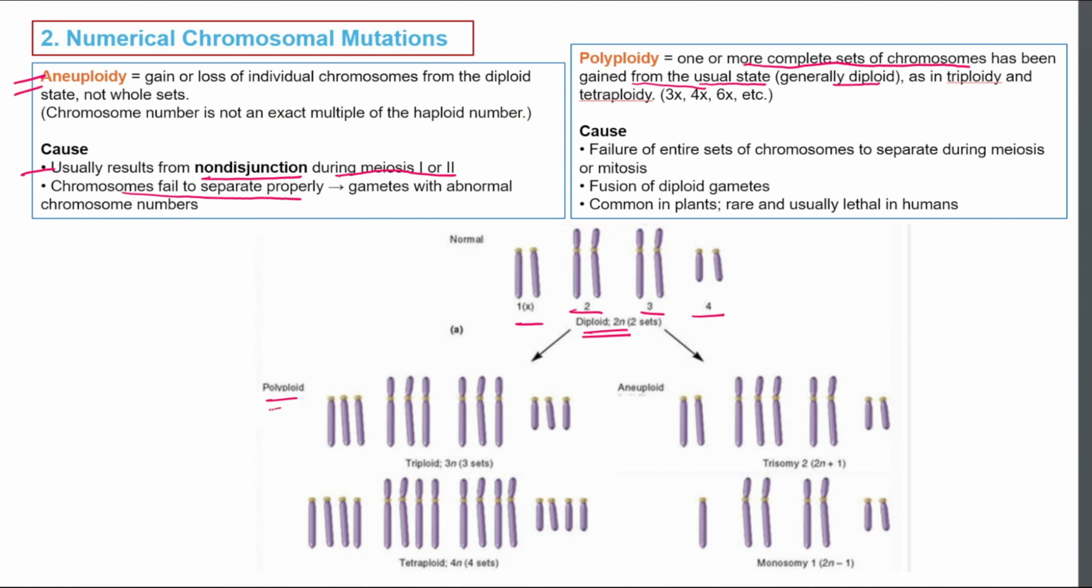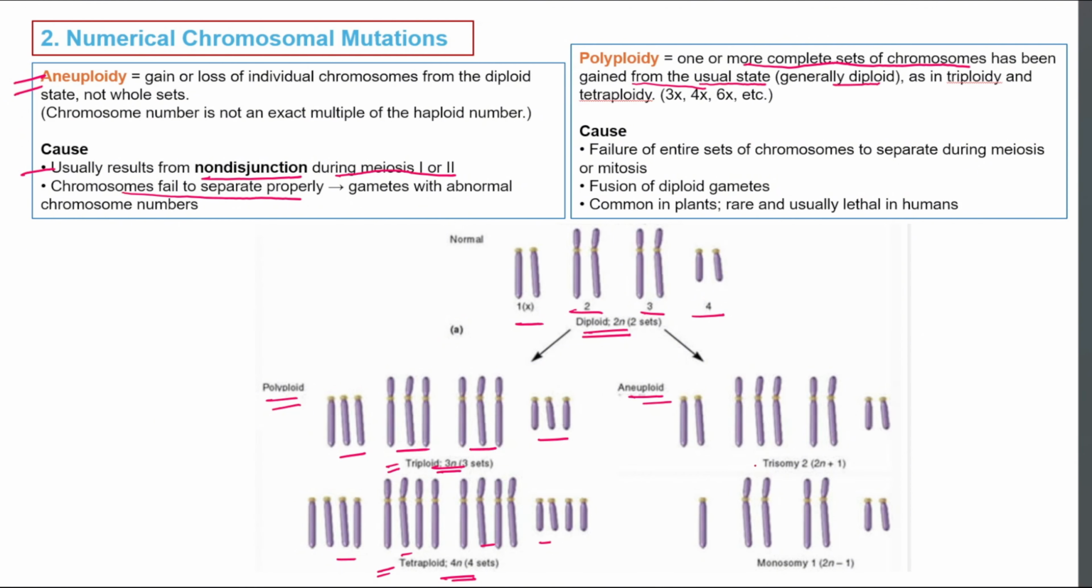So this is the polyploidy state and this is the aneuploidy state. In polyploidy there are three complete sets of chromosomes, so each of chromosome 1, 2, 3 and 4 appears 3 times. That is called triploid, 3n, 3 sets of chromosomes. And in tetraploid, there are 4 sets of chromosomes: chromosomes 1, 2, 3 and 4 each appear 4 times. So polyploidy is when one or more complete sets of chromosomes have been gained. Here triploid, 3 sets of chromosomes. Here tetraploid, 4 sets of chromosomes.